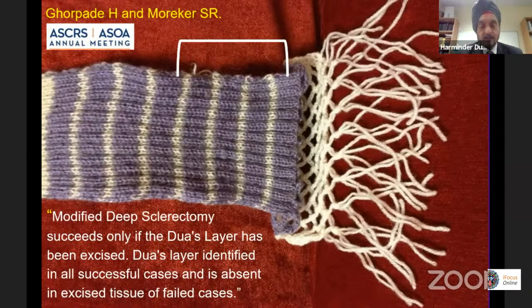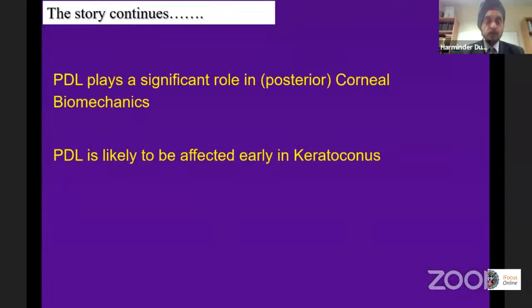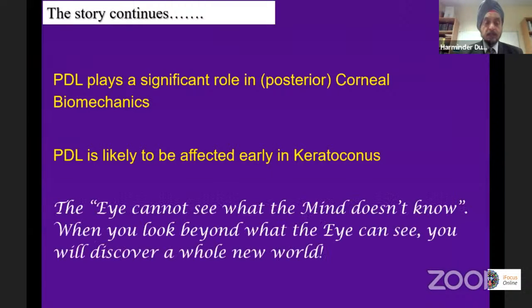And we've got 2 grants now to look at the role of the pre-Descemet layer in glaucoma, in its relationship to the trabecular meshwork, and in the maintenance of eye pressure and in posterior corneal biomechanics. So a lot more is to come. And the thought I want to leave you with is: the eye cannot see what the mind doesn't know.